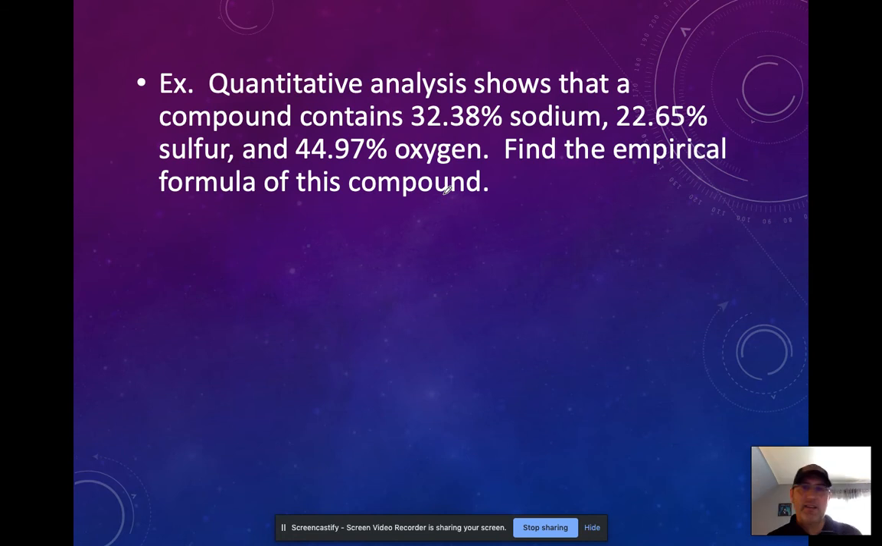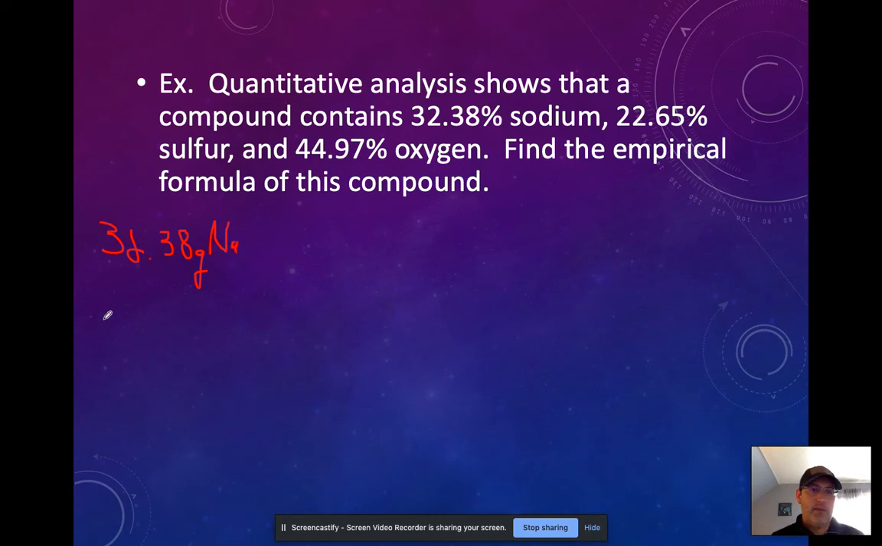Okay, let's take a look at this next one. Quantitative analysis shows that a compound contains 32.38% sodium, 22.65% sulfur, and 44.97% oxygen. So again, we're just going to write these out. 32.38, that's going to be grams of Na. Remember, sodium's Na.